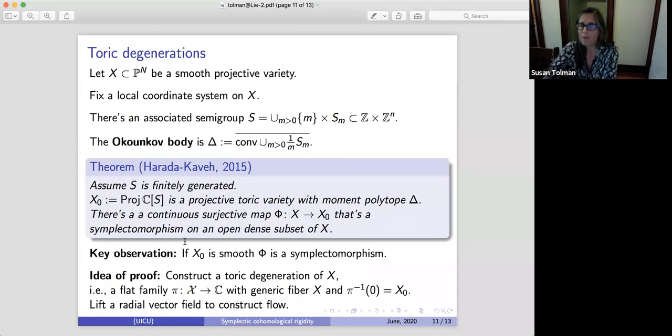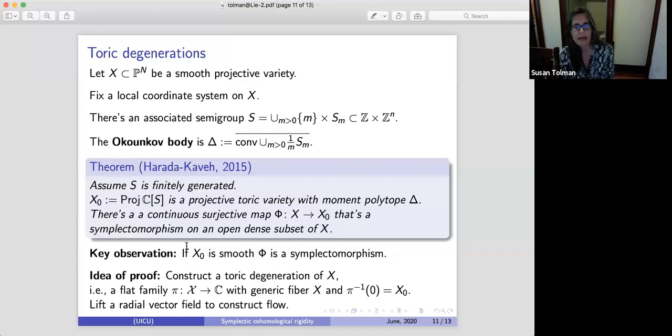So the key observation that we really need is that if X naught is smooth, then this map phi is a symplectomorphism. This is a very special thing, though; in general, X naught is not smooth. This process of finding a coordinate system and taking a semigroup is pretty violent, and so generally speaking, it induces singularities, but maybe it doesn't. And if it doesn't, then you actually get a symplectomorphism between them.